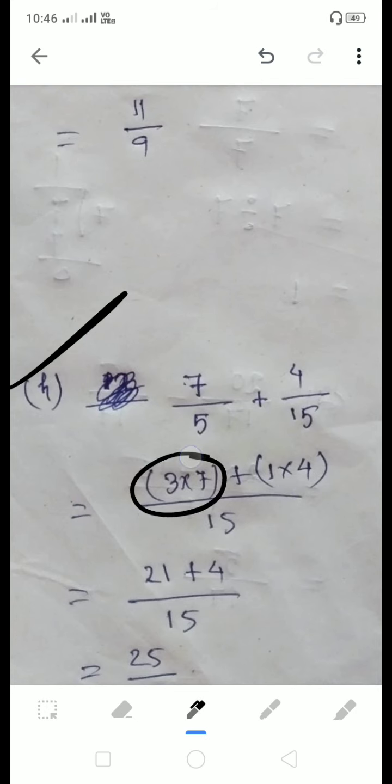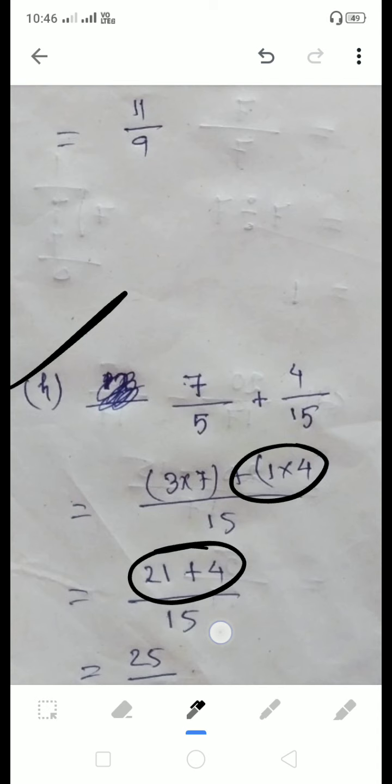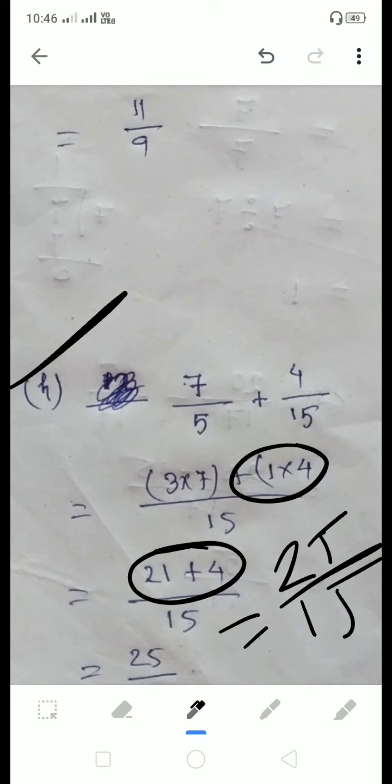Now 3 into 7 is 21, and the plus is there. Here 4 into 1 is 4. Now if I add this 21 plus 4, then there will be 25, and the denominator is the same, 15. So this is your answer, 25 by 15. I hope you understood this one.